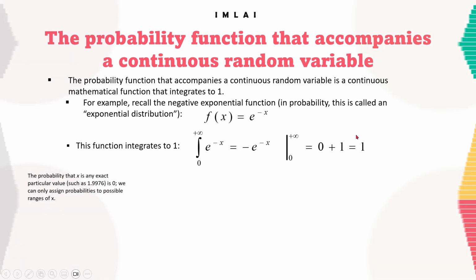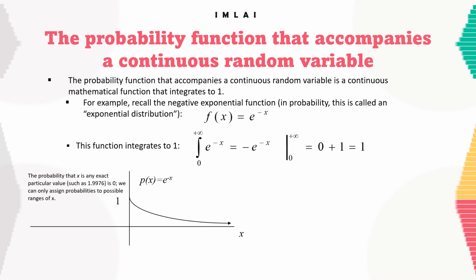So that's it. Now the probability that x is an exact particular value such as 1.9976 is 0, because it's a continuous variable. We can only assign probabilities to possible ranges of x, intervals of x. So this is the representation of it. P of x is equal to e power minus x. That's just one function you can take for the continuous distribution.